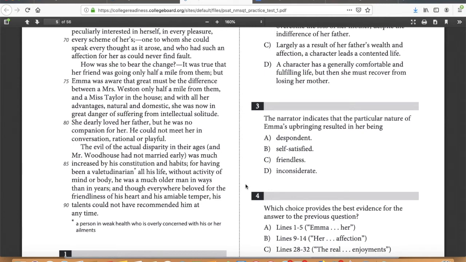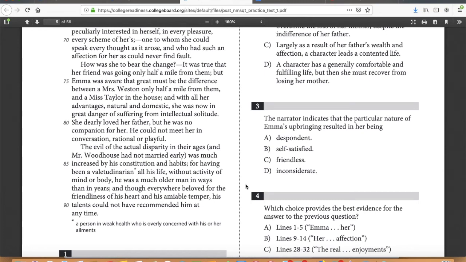What's going on here? It's stating how she's feeling, and then how she loves her father, but he's not the same. Not the same as what? You're right. As Miss Taylor. Yeah, they don't have the same relationship. They're not nearly as close.